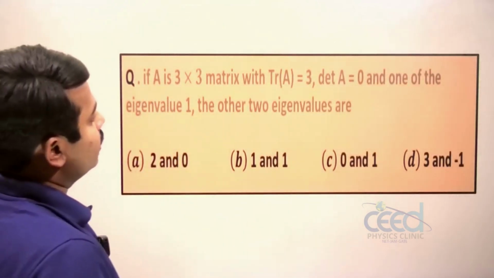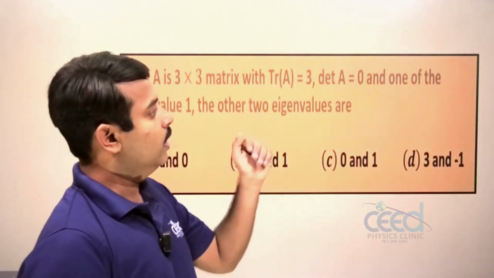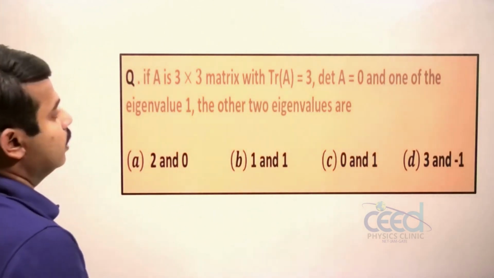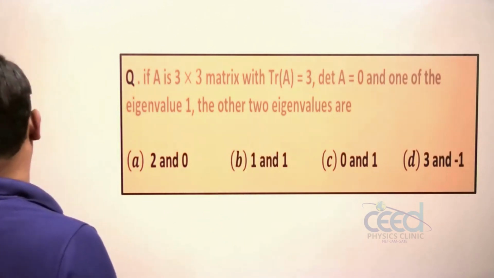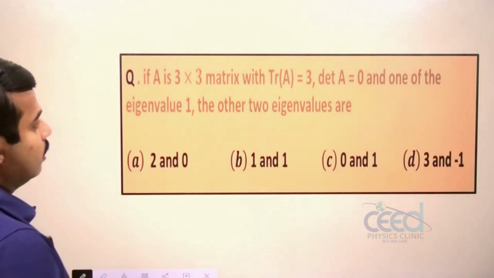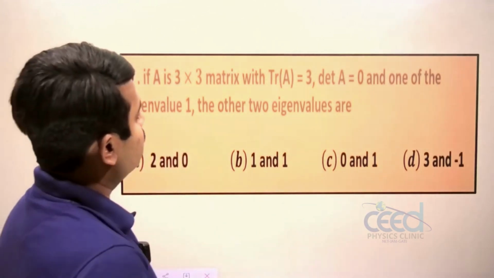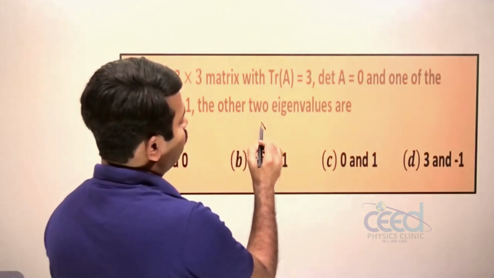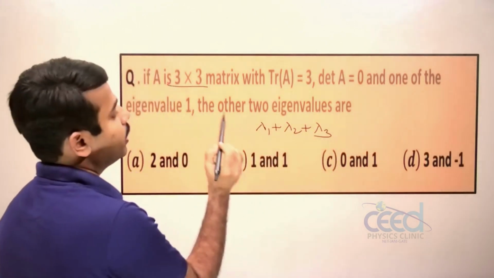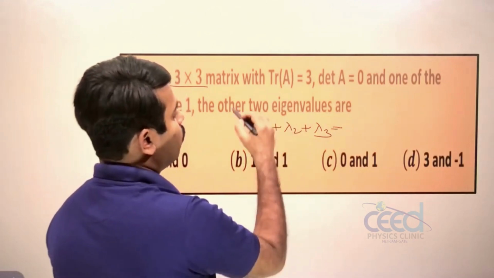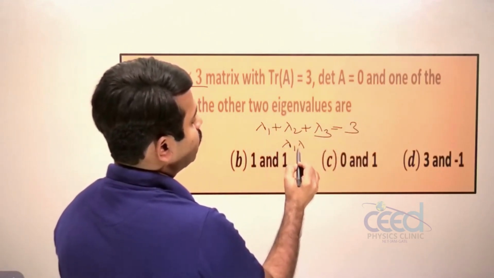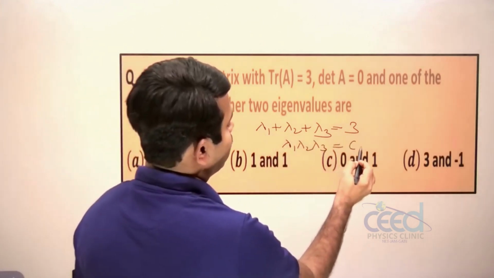A 3 by 3 matrix with trace A equal to 3 and determinant A equal to 0. One of the eigenvalues is 1; what are the other two eigenvalues? So here it is given that trace A is equal to 3, which means the sum of eigenvalues equals the trace. For a 3 by 3 matrix we have 3 eigenvalues, and the sum of the eigenvalues should be equal to the trace, we know. The product of the eigenvalues should be 0.